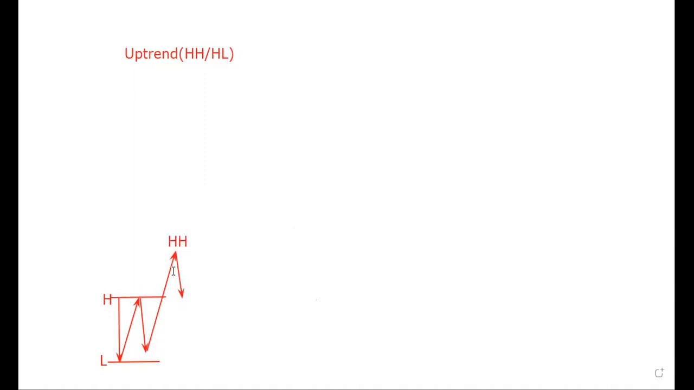Why do we call it the higher high? Because we can see that this is a high, but it is higher than this previous high. That is where it got its name, higher high, from. You can see that this high is higher than the previous high.